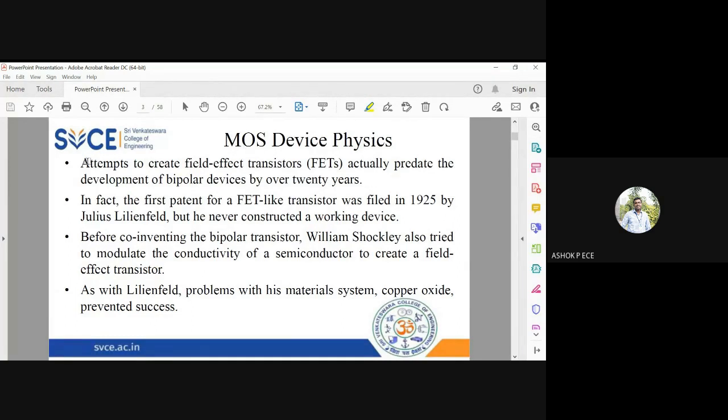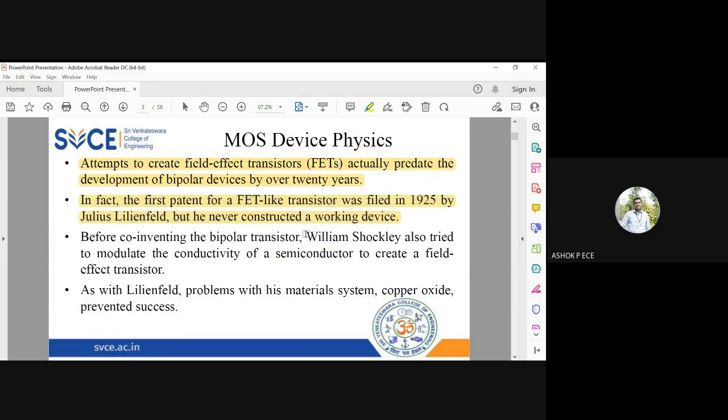MOS belongs to, you should be knowing this basics, the family of field effect transistors, where the voltage is going to control the current in your FET, whereas in BJTs it's a current control device, where your base current is going to control your collector current. The FET was first patented in 1925, but there was no technology to fabricate it.